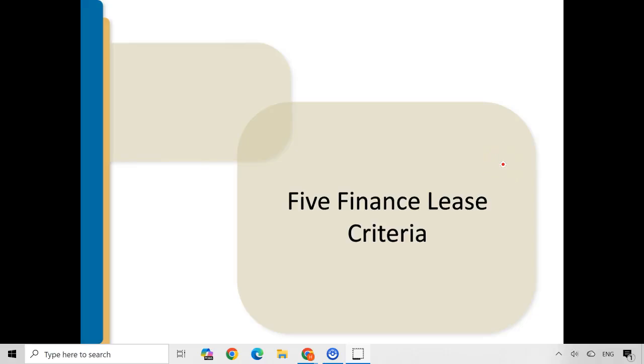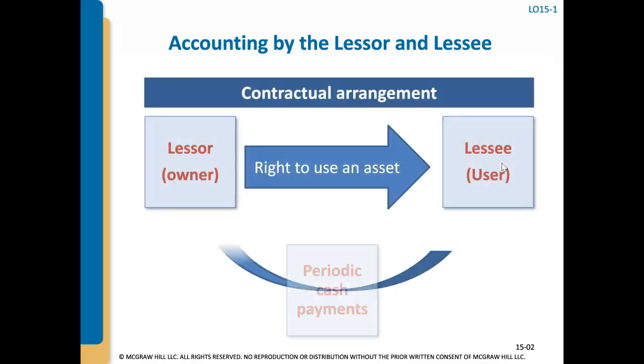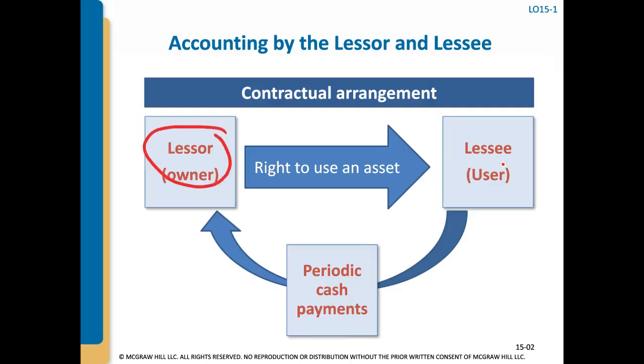Hello. In this video, we'll be going through the 5 finance lease criteria. So what is a lease? A lease is a contractual arrangement whereby the lessor gives the right of use of an asset to a lessee. It's kind of like a rental agreement.